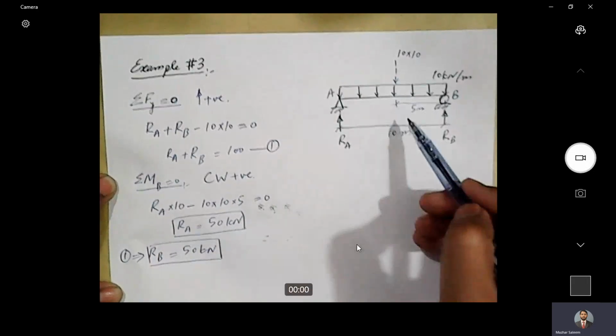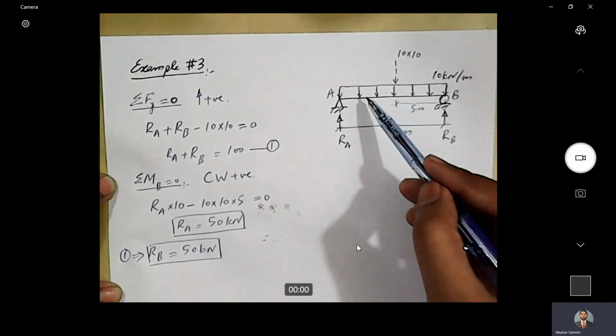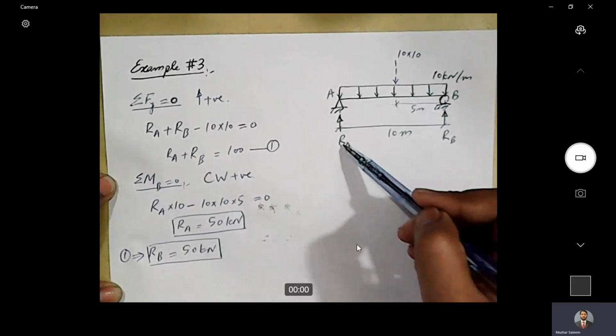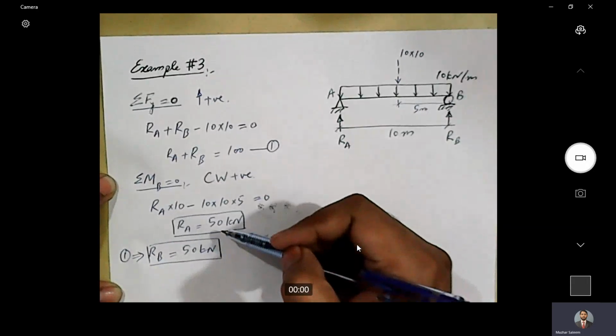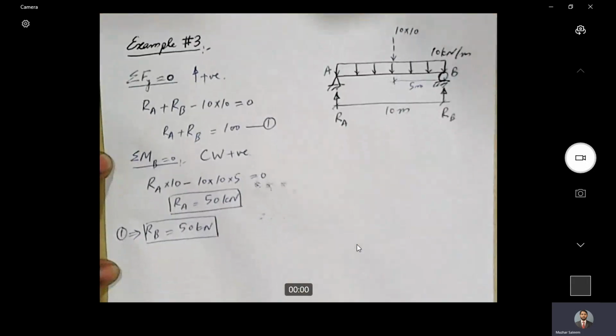Now again, if you look at this beam, the system is symmetric. So total magnitude of load is 10 into 10 equal to 100 kilonewton. So 50 kilonewton load comes on this end and 50 kilonewton load goes on the other end. So this Ra and Rb are logical, makes sense.